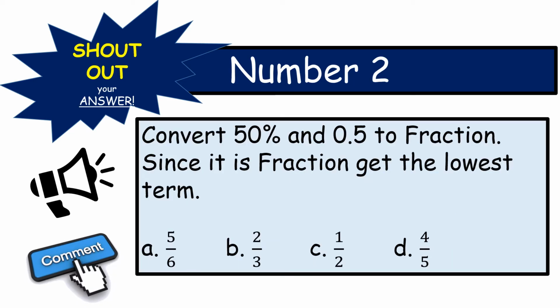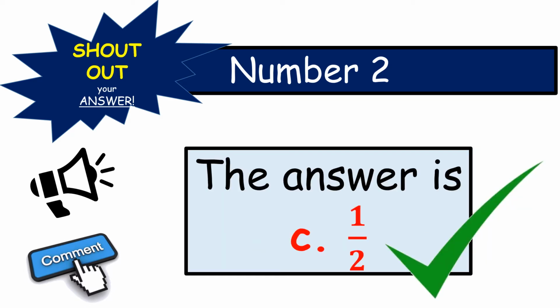Shout out your answer in number 2. Convert 50% and 0.5 to fraction. Since it is fraction, get the lowest term. A. 5 over 6. B. 2/3. C. 1/2. D. 4 over 5. If your answer is letter C, 1/2, you are very good.